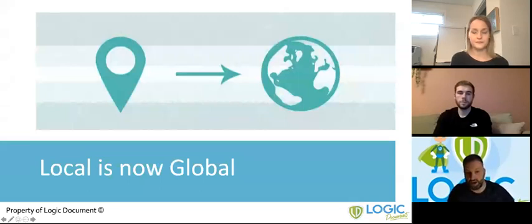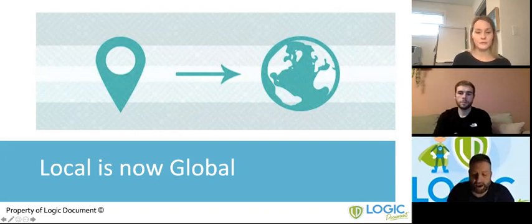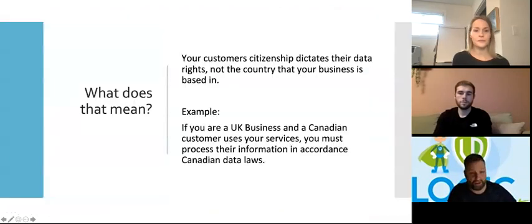And as we say, local is now global, and many different nationalities are living, working, and visiting our communities, and they may all well have different data rights. You know, we do need to be prepared, but we also need to be aware. These data laws don't just live in the country, but they protect their country's citizens wherever they are globally. So an example I'd like to highlight on the screen there is if you are based in the UK, you're a UK business, and you do have Canadian consumers, you must process Canadian consumers' information in accordance with Canadian data laws.